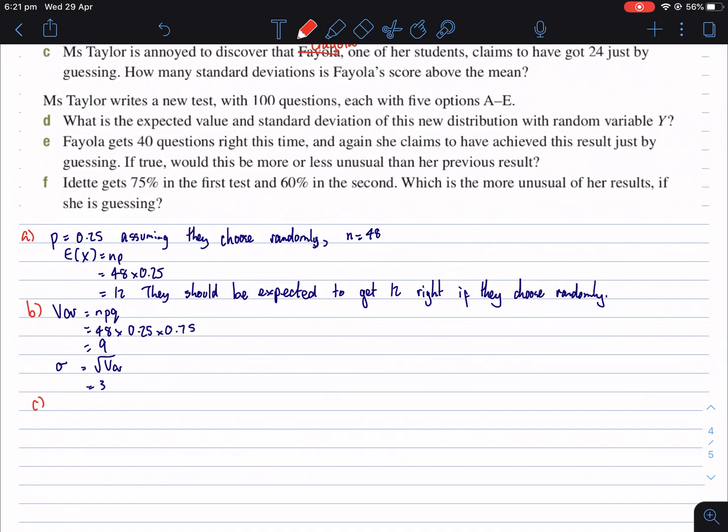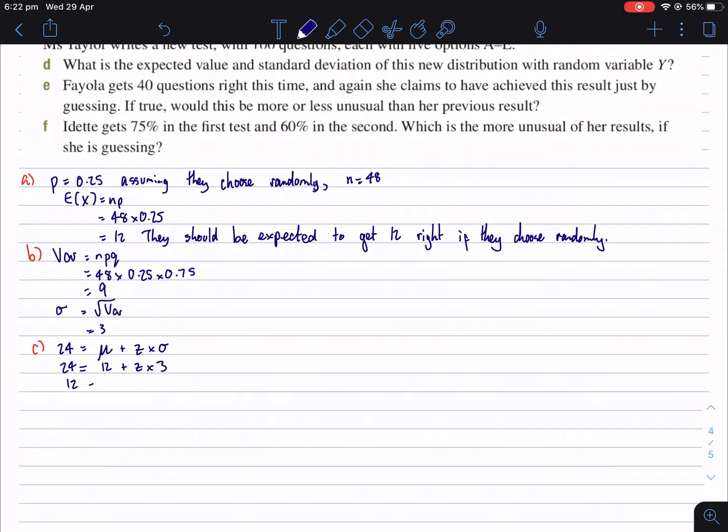Claims to have got 24 just by guessing. How many standard deviations is that above the mean? So she reckons she's got 24, which is the mean plus some kind of number, I'm going to call that Z, times the standard deviation. So 24 will be, well, the mean is 12, and we've got Z times 3. So how many lots of 3 is it above the mean? Well, it's 4 lots of 3, which means it's nearly impossible for her to have done that. So that'll be 12 equals Z times 3, Z equals 4, 4 standard deviations above the mean.